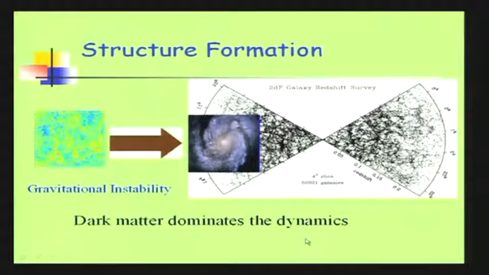Okay. Another point which I should make is that the entire dynamics of this process is dominated by dark matter. Of the matter in the universe, the baryons, the electrons, protons and neutrons, make a very small contribution. It is mainly dark matter. So the fluctuations in the dark matter essentially dominate the dynamics.